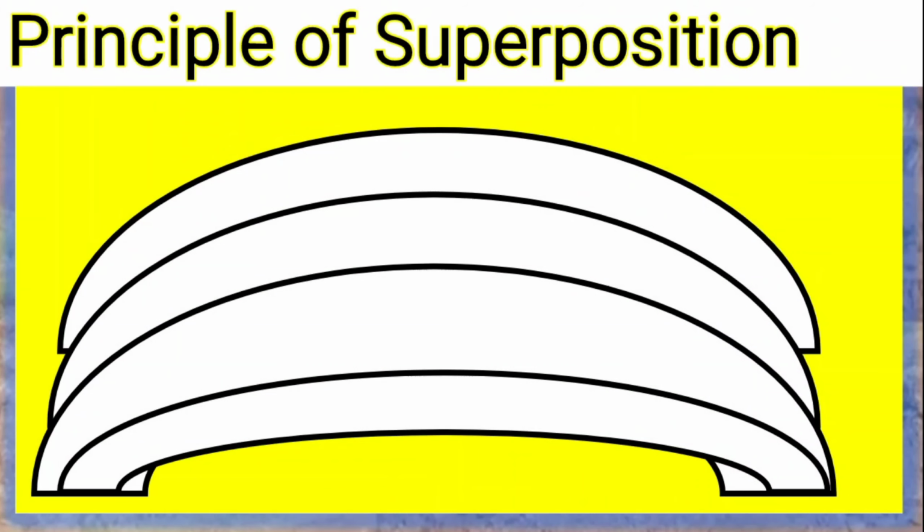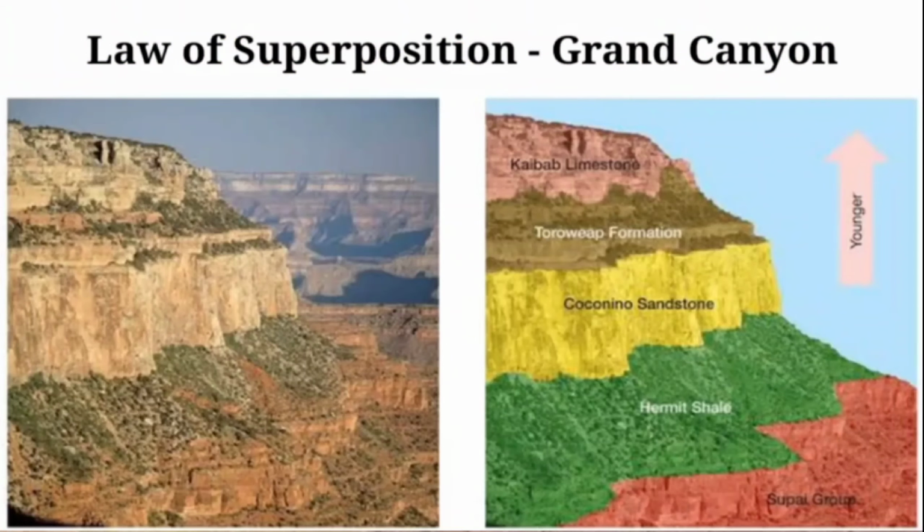The only difference is their structure. So, this one is an example of superposition. Again, 1 is placed at the bottom. This is the oldest, followed by 2, 3, and 4 as the youngest, which is placed at the top. The best example of the law of superposition in the world is the Grand Canyon.